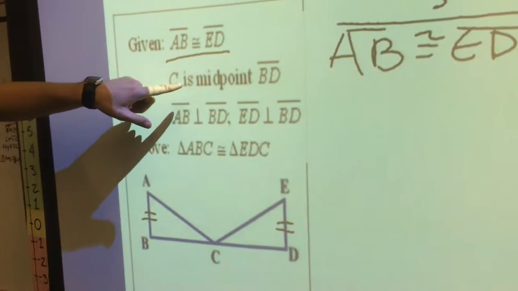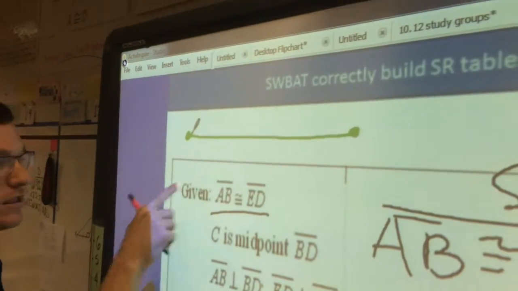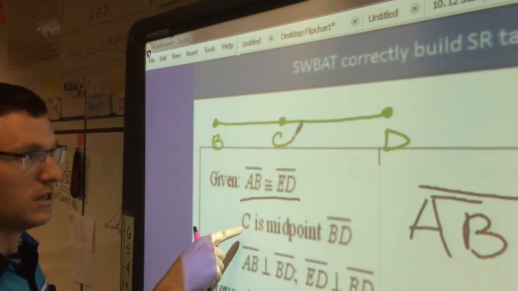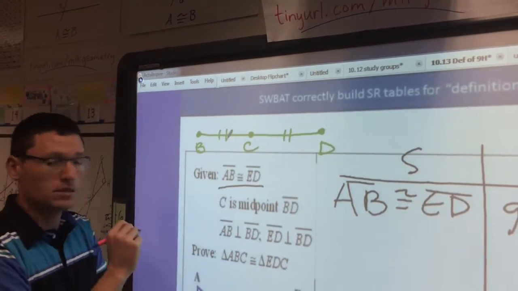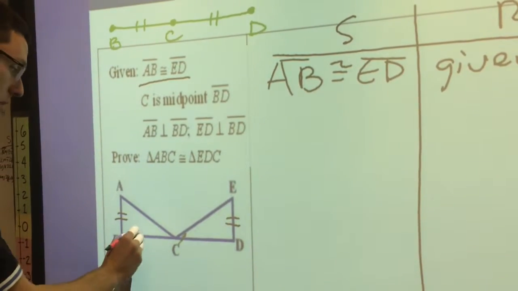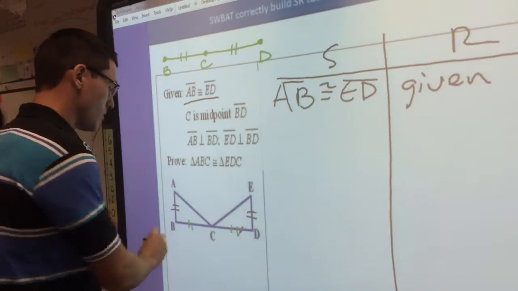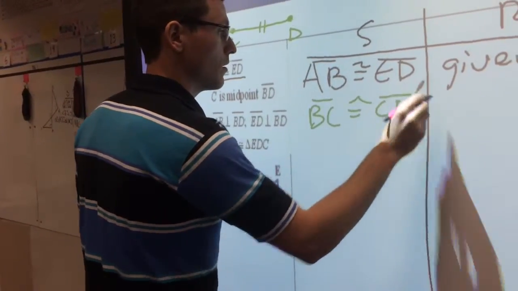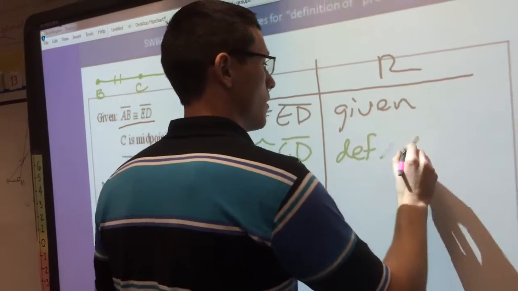Okay, the next part says C is the midpoint of BD. Okay, so if we think about midpoints and what we know about midpoints, if this is line BD, and we add a midpoint, C, right? We know that this midpoint has to be right in the middle, which means that these parts on either side are the same, okay? So take that thinking and just bring it down to your shape, right? Same thing here. If C is the midpoint, that means that those sides on either side are the same. So what we can say in our table is that BC is congruent with CD. And we know that because we know what a midpoint is, okay? So we can say definition of midpoint.